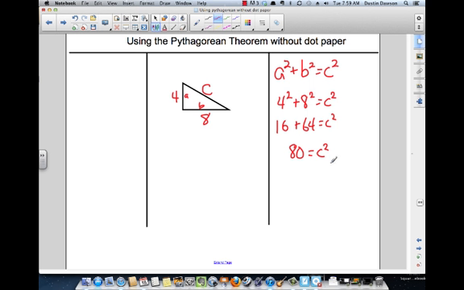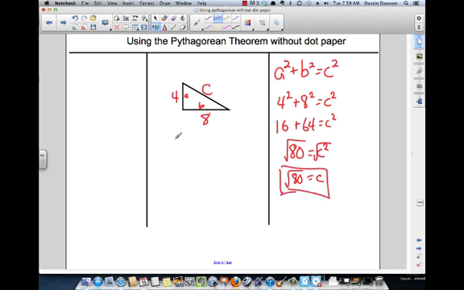Okay, well, oh right, we have to do the square root of both sides. And the square root of 80 is not a perfect square, because we know that 9 times 9 is 81. And so it's a little bit smaller than that. We can leave it as the square root of 80, or you can estimate either one. It'd be very, very close to 9, 8.8, 8.9, something in there. And that equals C, because the square root of C squared is just C. And that is our answer.